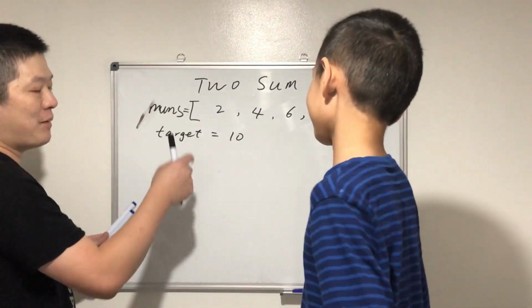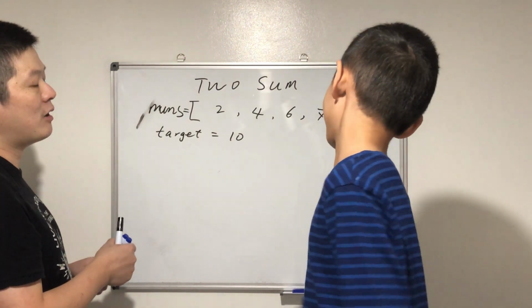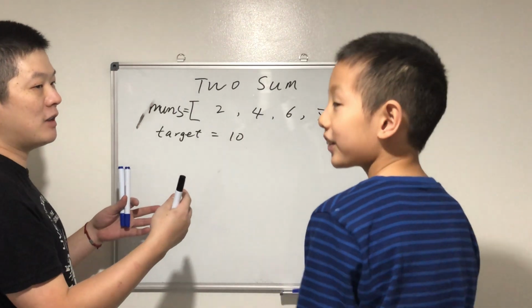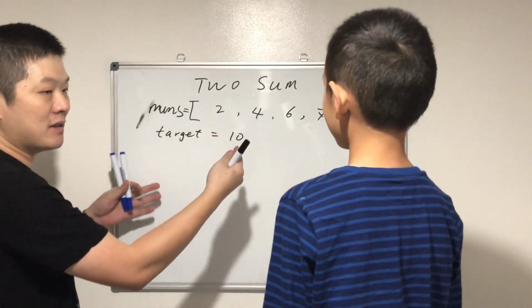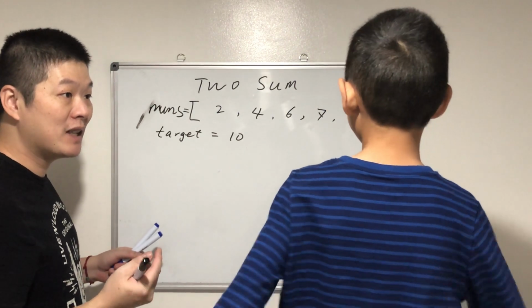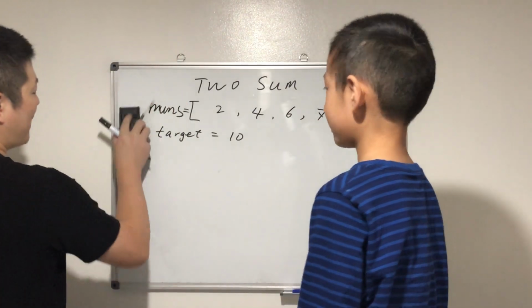You just look for the numbers. How? Or you try different pairs. I mean, you search, you enumerate all pairs, and then see if they sum up to the target. That's one approach. Yes. Okay. Can we do this?